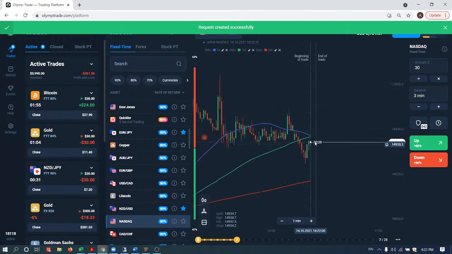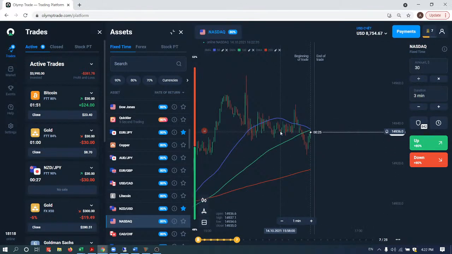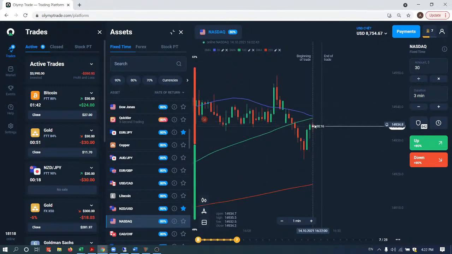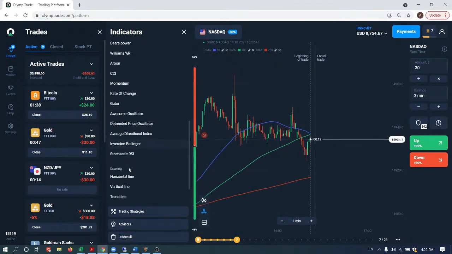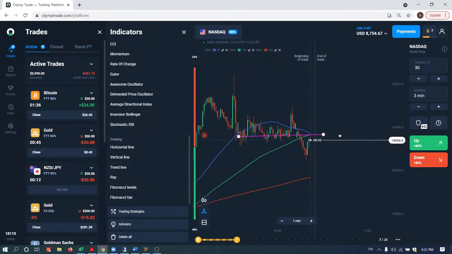So from this level of resistance, and we have this very thick area where we kind of had a lot of interest from the buyers, from the sellers, and yeah, potentially it is a very strong level. So let me draw a trend line so that it becomes very clear where this resistance level is.